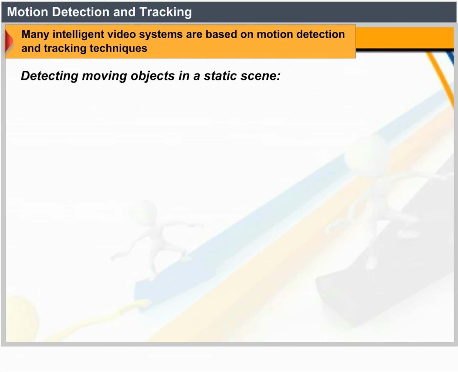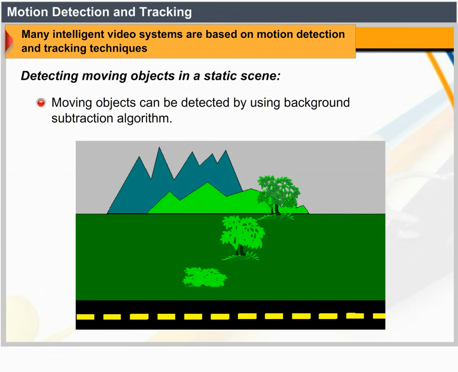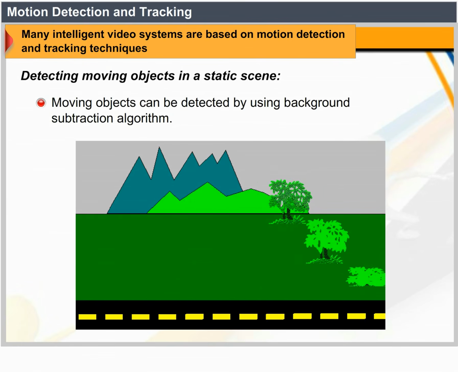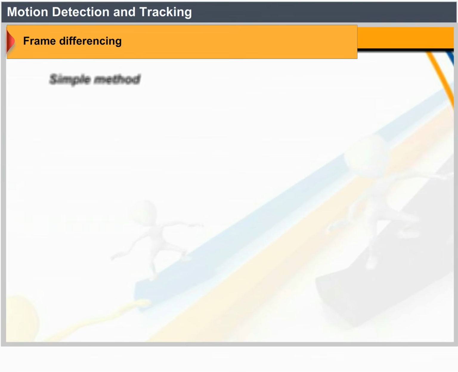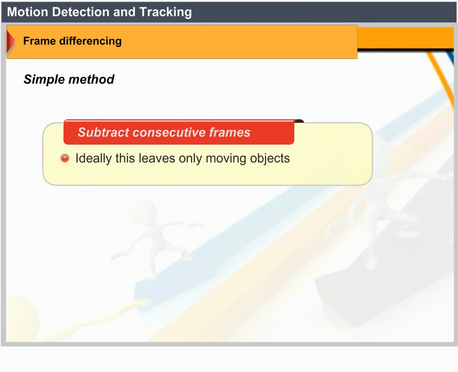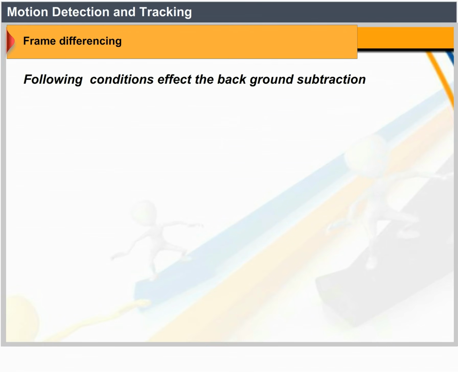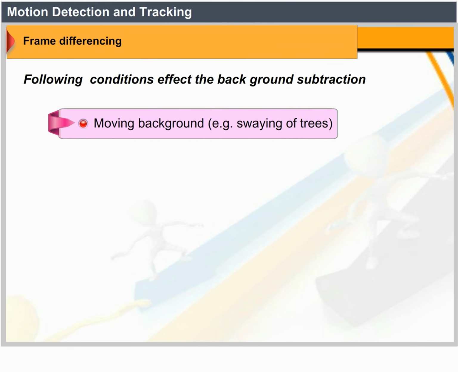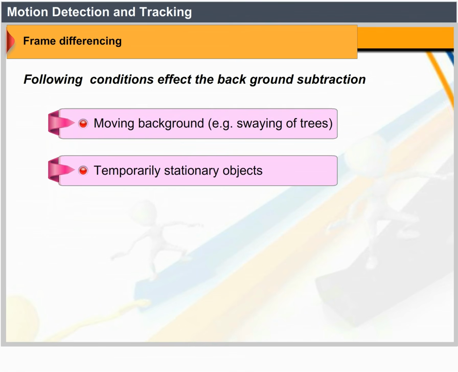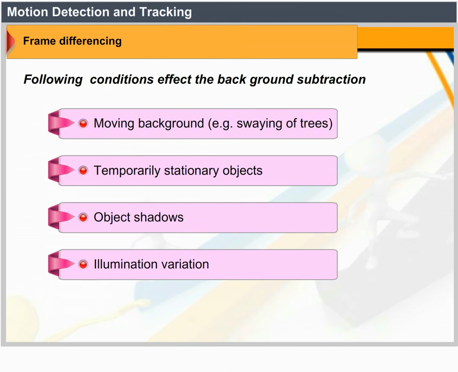Detecting moving objects in a static scene. Moving objects can be detected by using background subtraction algorithm. Frame differencing. Simple method: subtract consecutive frames. Ideally, this will leave only moving objects. Following conditions affect the background subtraction. Moving background, for example, swaying of trees. Temporarily stationary objects, object shadows, illumination variation.